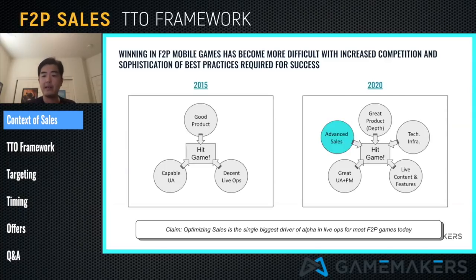My claim, from what I've seen in terms of alpha and driving big gains, is that optimizing sales is, in my opinion, the biggest driver of alpha that I know of, at least currently today.